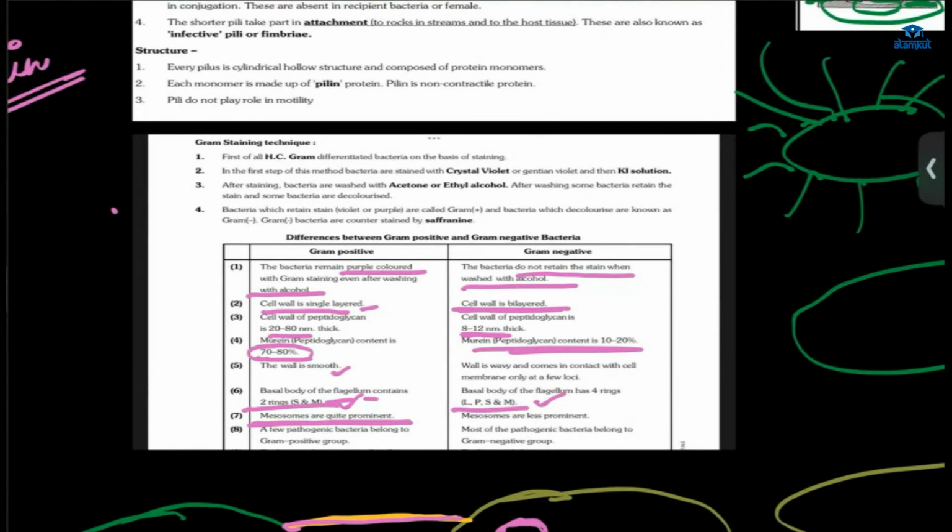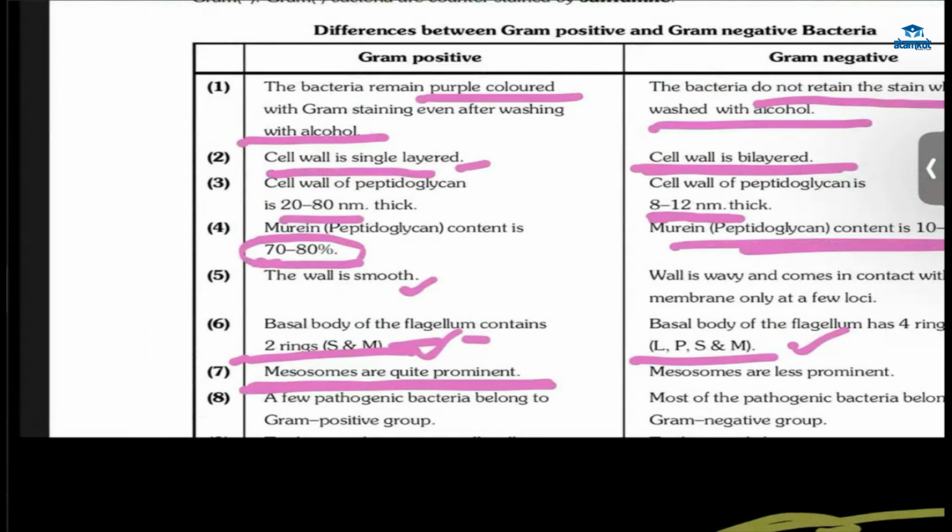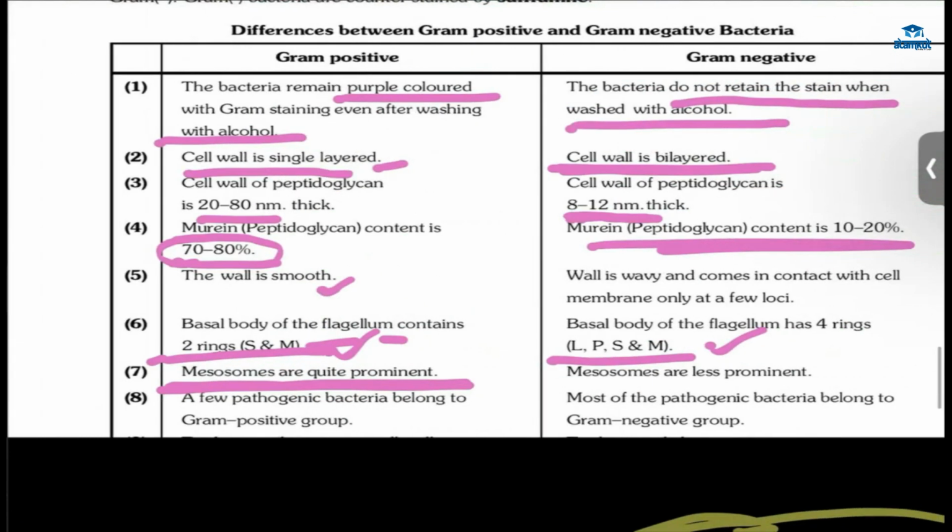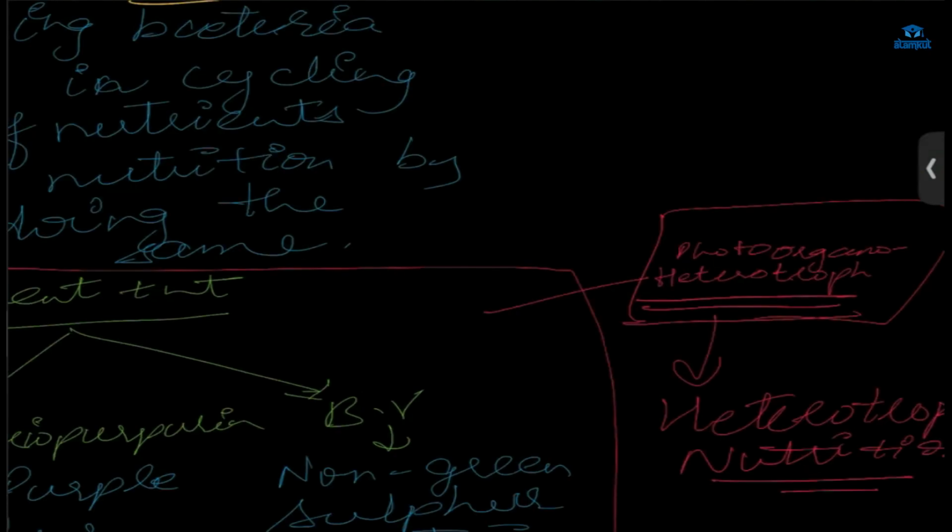Okay, and lastly, most of the pathogenic bacteria which cause disease belong to gram-negative. There are more gram-negative bacteria which cause disease than gram-positive bacteria. Got it? Next, we'll see nutrition in bacteria.